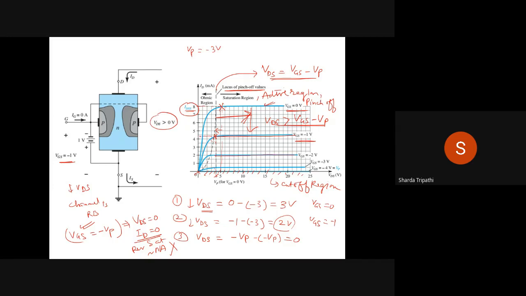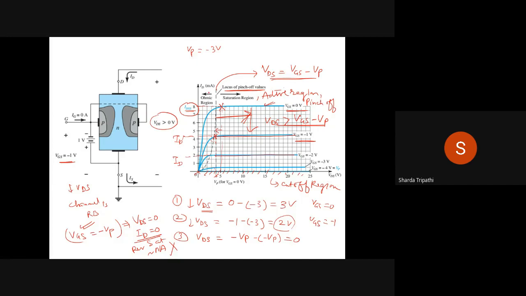Also observe that these saturation values are not called IDSS. IDSS केवल top वाली value होगी. बाकी other currents are just the saturation current, but the maximum saturation current is what we call IDSS. So this is the active region.